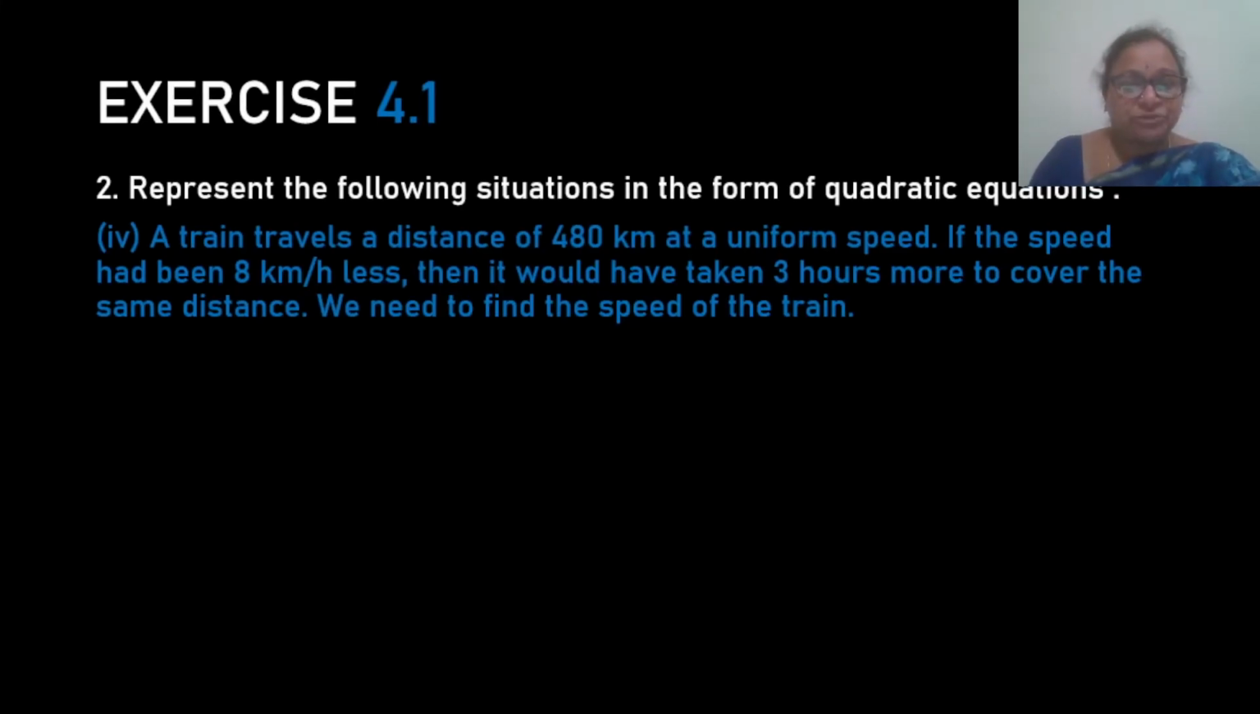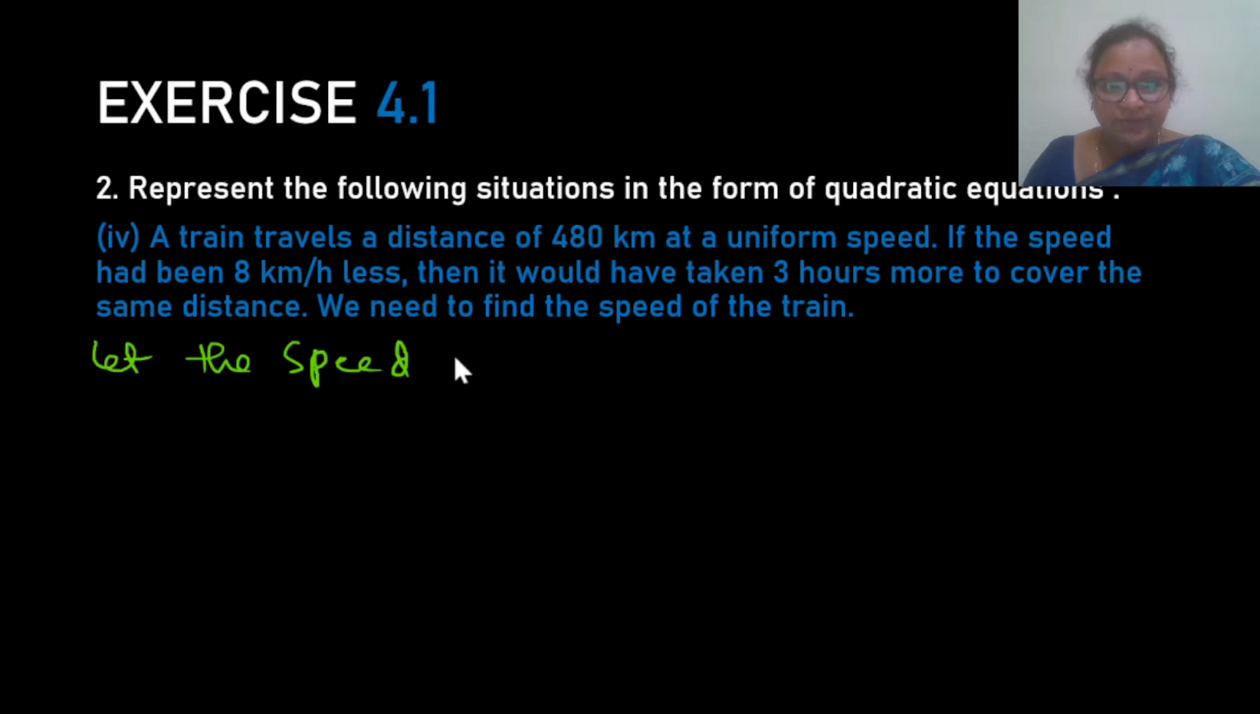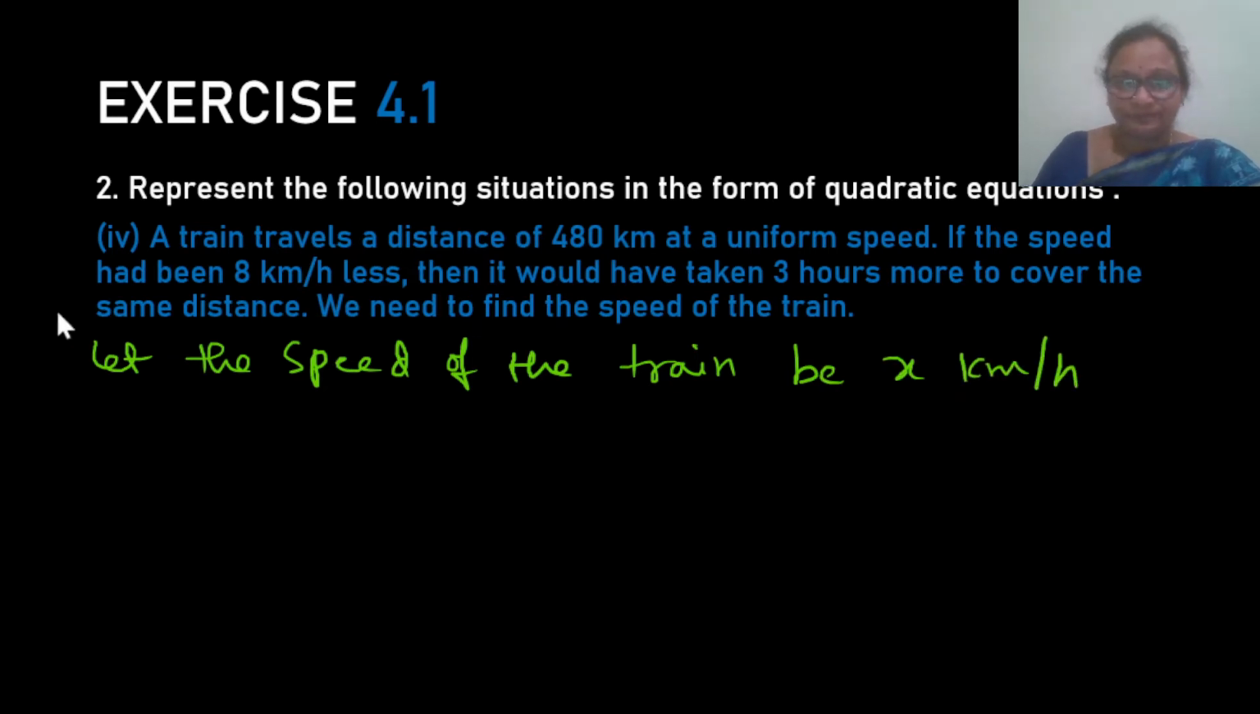Bit 2, question number 4. A train travels a distance of 480 kilometers at a uniform speed. If the speed had been 8 kilometers per hour less, then it would have taken 3 hours more to cover the same distance. We need to find the speed of the train. Let the initial speed of the train be x kilometers per hour.